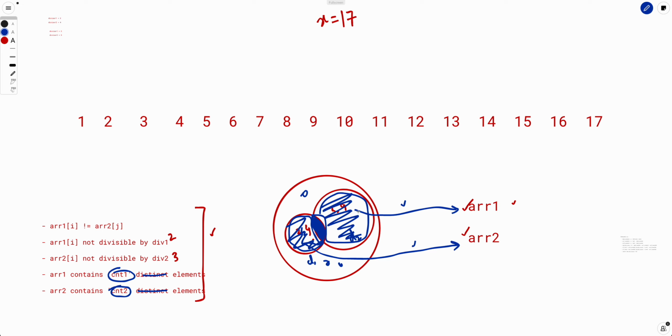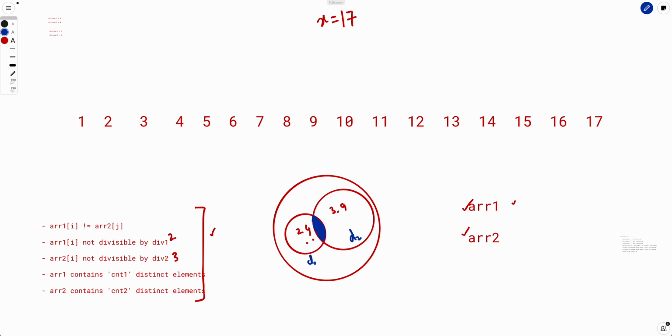Let's just take an example. Let's say there are 7 integers here, and there are 9 integers here, and there are 5 integers outside, right? So now cnt1 is 10 and cnt2 is again 10. You have to fill array 1 with 10 distinct integers.